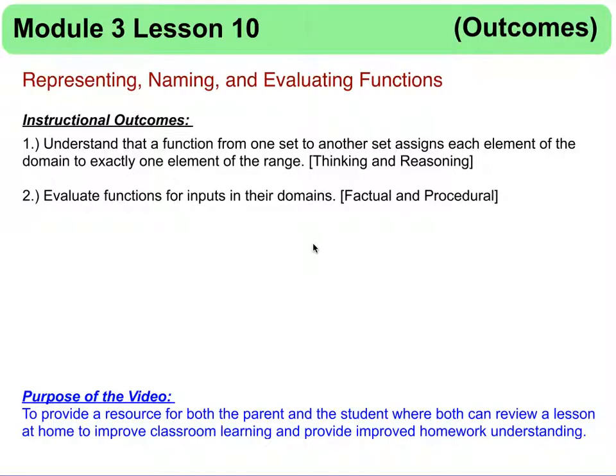Lesson 10, a continuation of Lesson 9, which was also representing naming and evaluating functions, with the same instructional outcomes as Lesson 9: to understand that a function from one set to another set assigns each element of the domain to exactly one element of the range, and then to evaluate functions for their inputs and domain. So there'll be three exercises that we'll take a look at here that continue to follow through Lesson 9, what we talked about: domain, range, function, and function notation.